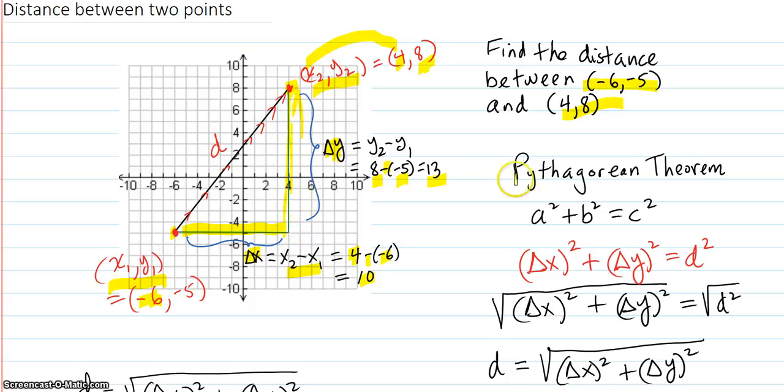So then we employ the Pythagorean theorem, which says that for a right triangle, which is what this is, a squared plus b squared equals c squared. The legs are a and b and the hypotenuse is c. So what we have here is delta x squared plus delta y squared equals the distance that we're looking for squared.